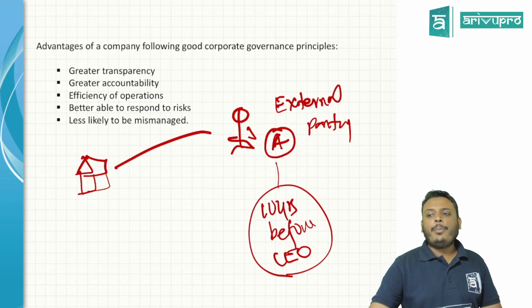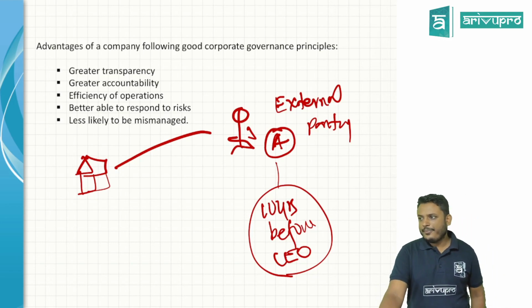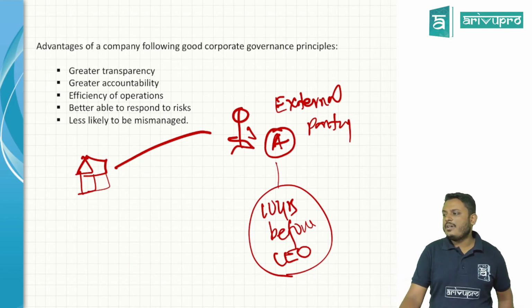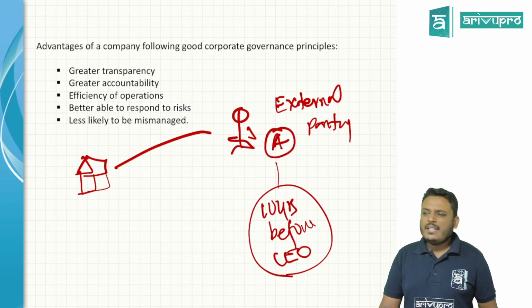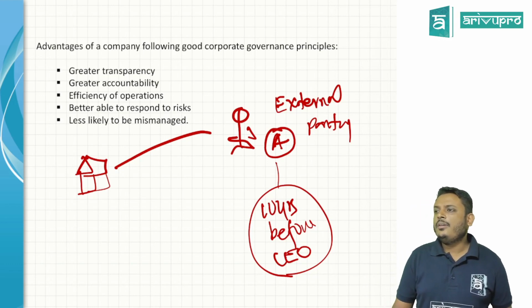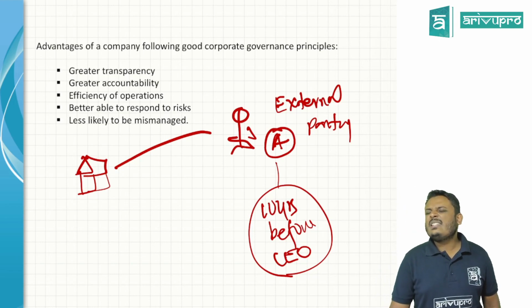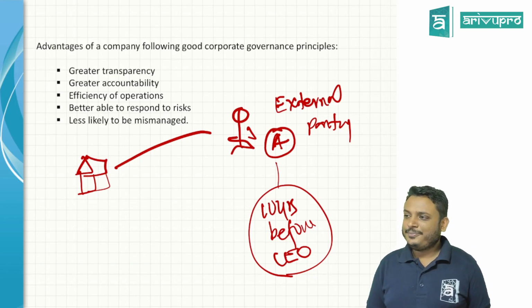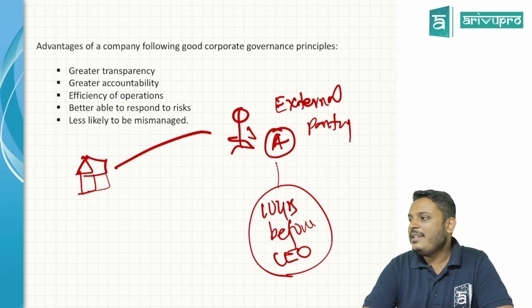As per UK Corporate Governance Code, the same person cannot act as chairman and CEO.